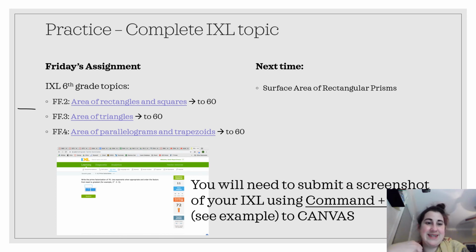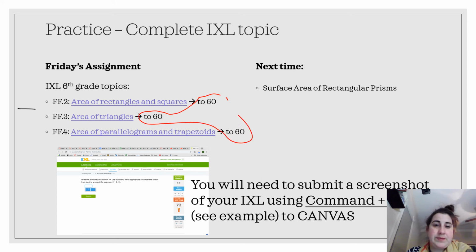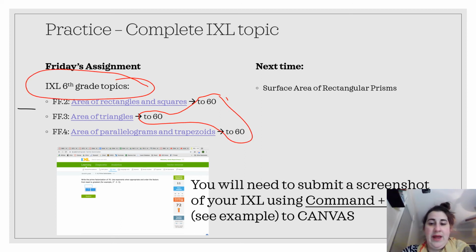Okay, your assignment is, you have 3 IXL topics, and I know that seems a lot, but this is review and it shouldn't take you very long. You only have to get to 60 on these, and these are on 6th grade. So you'll find them in the 6th grade. Okay, then you will submit them onto Canvas, and you have to submit all 3. Don't forget to submit all 3 of your screenshots using Command plus Shift plus 3. You need to see the whole screen.